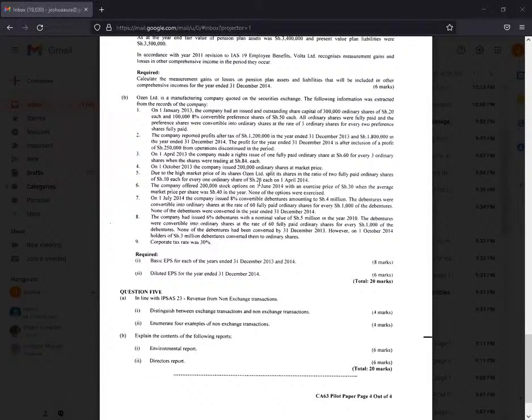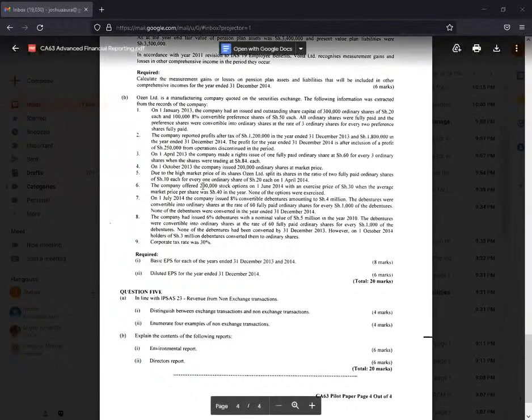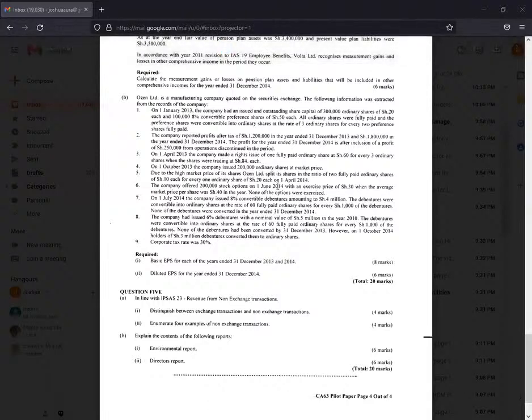Due to the high market price of its shares, Ozen Limited split its shares in the ratio of 2 fully paid ordinary shares of shillings 10 each for every 1 ordinary share of shillings 20 each on 1st April 2014. The company offered 200,000 stock options on 1st June 2014 with an exercise price of shillings 30 when the average market price per share was 40 in the year. None of the options were exercised. This will help us in diluted EPS.